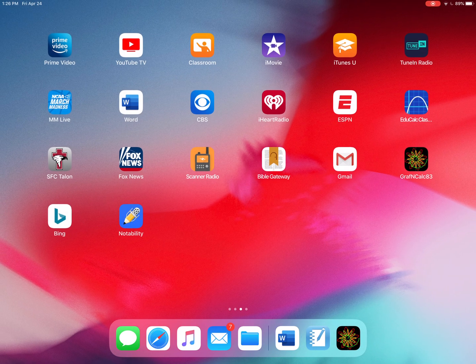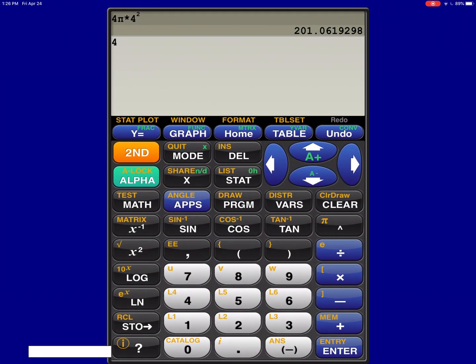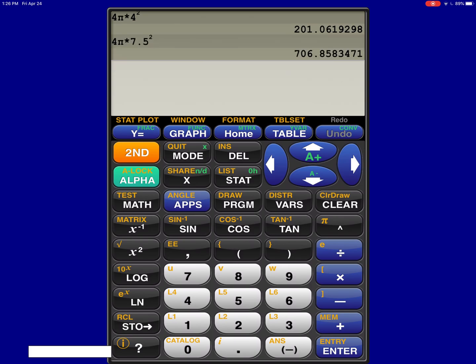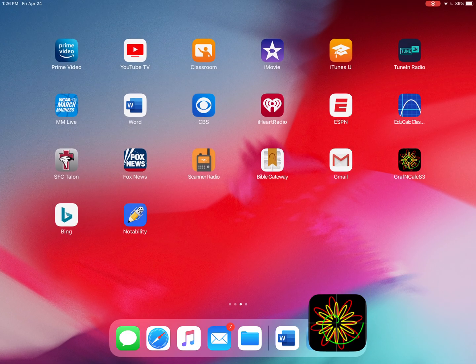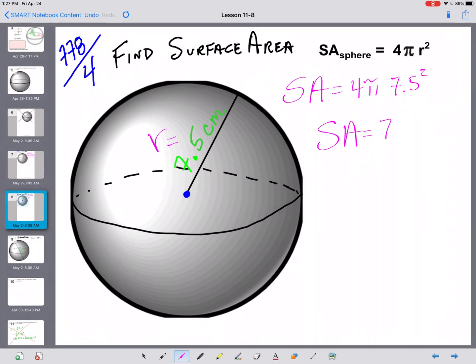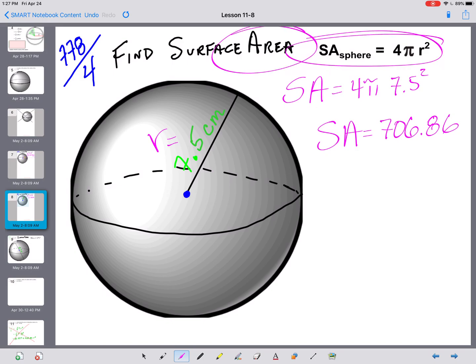Straighten the calculator on that one. 4 pi times 7.5 squared. Boom, 706.86. Again, they're asking for area, so it's going to be centimeters squared on that one.